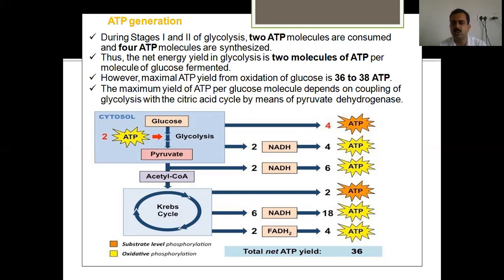The maximum yield of ATP per glucose molecule depends on coupling of glycolysis with the citric acid cycle by means of pyruvate dehydrogenase. You see here, from glucose to pyruvate through glycolysis, 4 ATP molecules are generated, along with 2 NADH. Ultimately, from pyruvate, when that carbon molecule is converted and runs throughout the Krebs cycle, then and only then the net ATP is 36. For example, the maximum yield from total oxidation of glucose will lead to 36 to 38 ATPs, correct? So this is all in terms of the process of glycolysis.